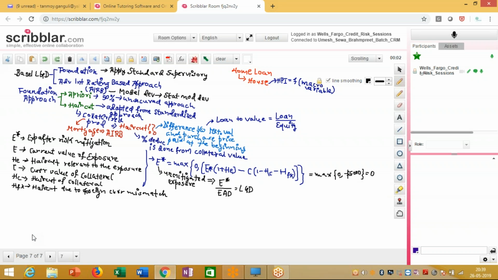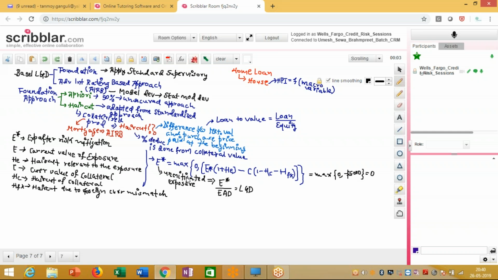haircut approach. One thing that we saw was that the haircut was nothing but the difference between the market value and the purchase price paid at the beginning, and it referred to the haircut of the collateral, the haircut of the exposure itself, as well as the haircut of the foreign currency mismatches. So one thing that we can clearly see is that the choice of the LGD is a function of, or dependent on, the haircut that we have.